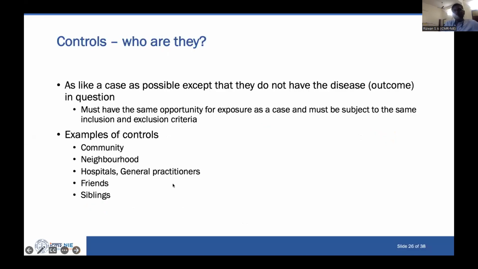One of the major challenges in doing a case control study is to select controls for the cases, because cases we all know. If you have a particular disease condition, you become the case. But who are the controls? It is very challenging to select controls for a case control study.